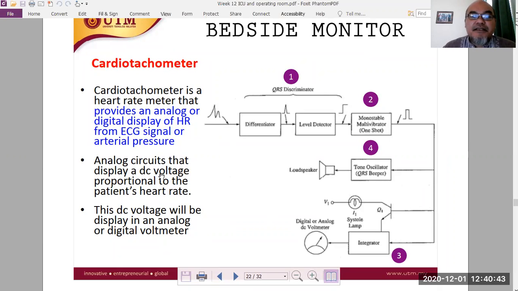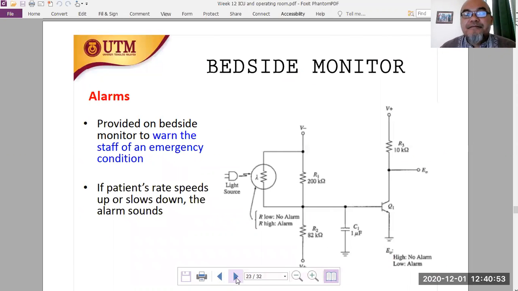An analog circuit displays a DC voltage proportional to the patient's heart rate. This DC voltage will be displayed in analog or in digital format. In current days, usually they are all in digital format in the monitor.